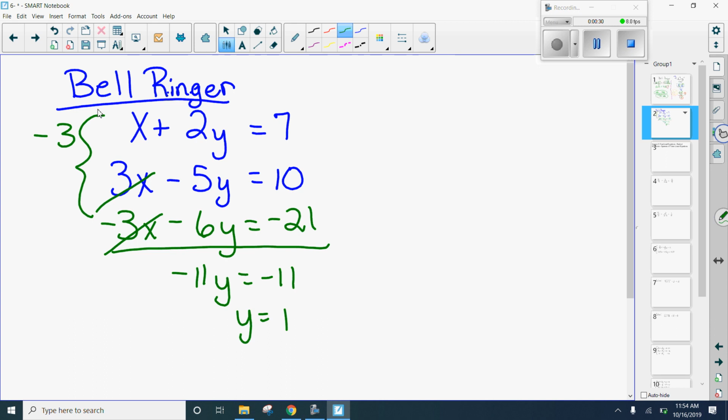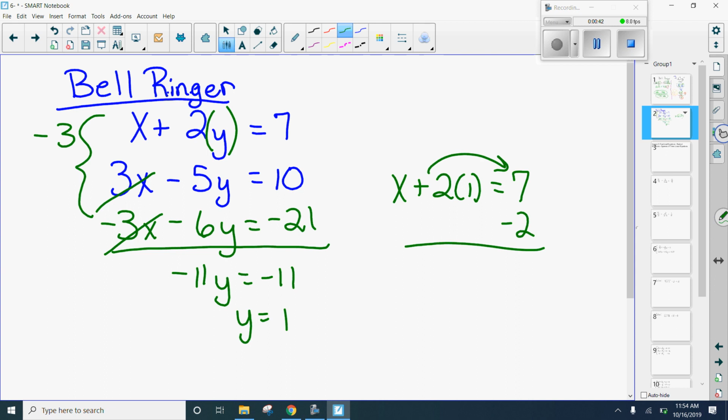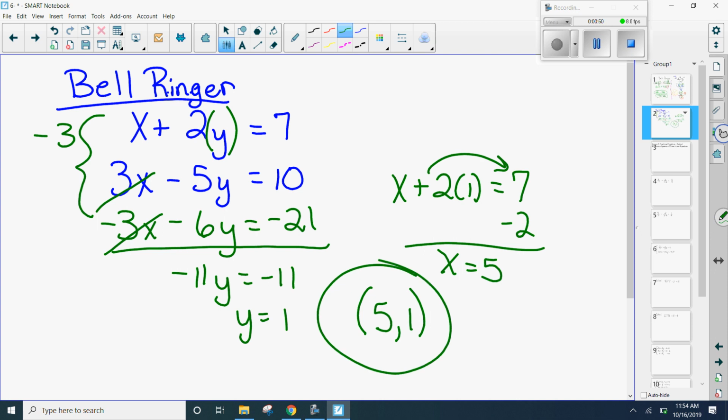From there, I would substitute it back in right here. So then x plus 2 times 1 is equal to 7. So you get 2. If you move it over, it becomes -2, and you get x is equal to 5. What that finds for you is a point. That point is the point of intersection.